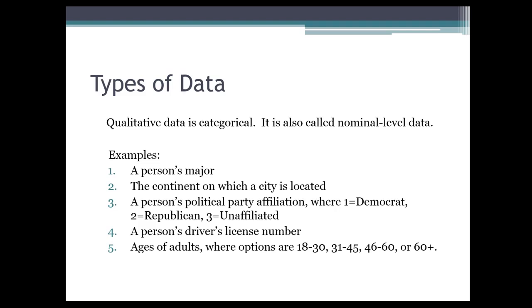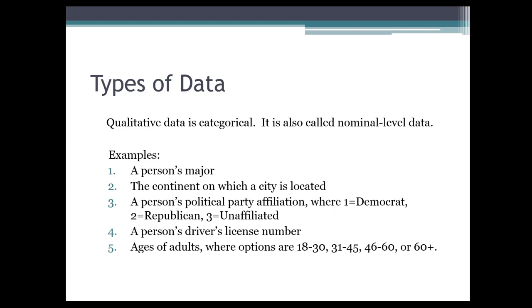So, like we said, qualitative data is categorical. Here are some examples. A person's major, okay? Major is a category. Psychology, math, business, sociology, nursing, you name it. Those are all majors, and those are categories. The continent on which a city is located, Asia, Africa, etc.